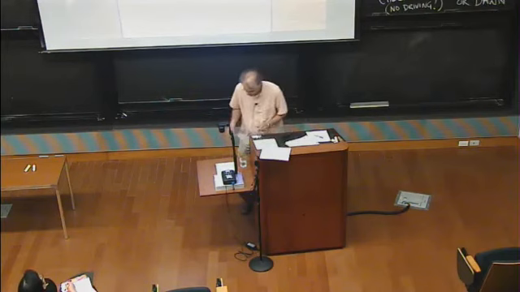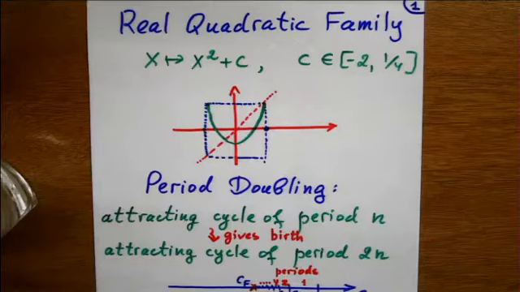And here is the simplest case, and actually the case which will be of most interest for us. It is a real quadratic family, or more generally, real unimodal maps. Unimodal means the map has one extremum, one critical point, and usually for today's talk, I will mostly assume that the point is quadratic. So that is the basic example. This parameter interval C from negative 2 to 1/4 is selected so that this map has an invariant interval. So we can study dynamics on this invariant interval.